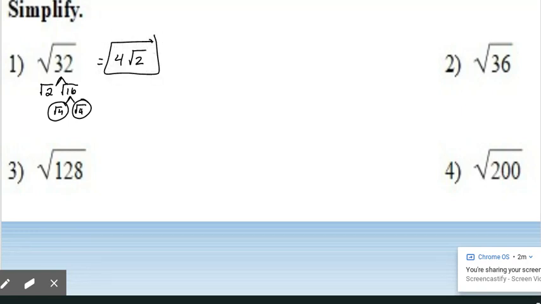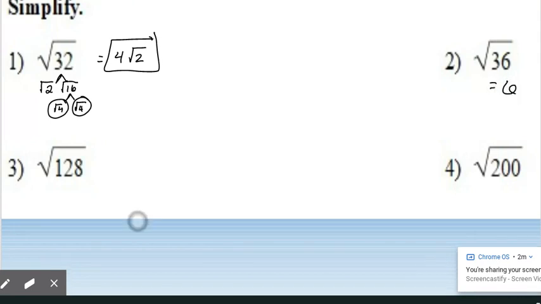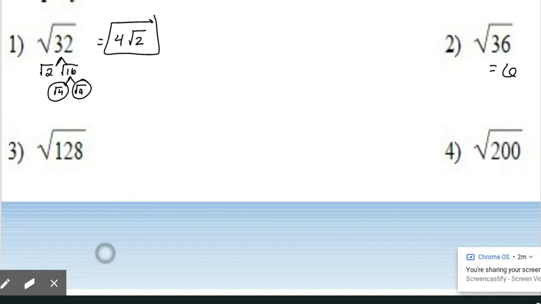Now, I put the second one on here because, guys, sometimes they're just perfect ones. Square root of 36 is 6. Okay? And that's done. Okay, the next one. Square root of 128. Remember, you're looking for pairs. Okay? Sometimes you have to go all the way down to your primes.